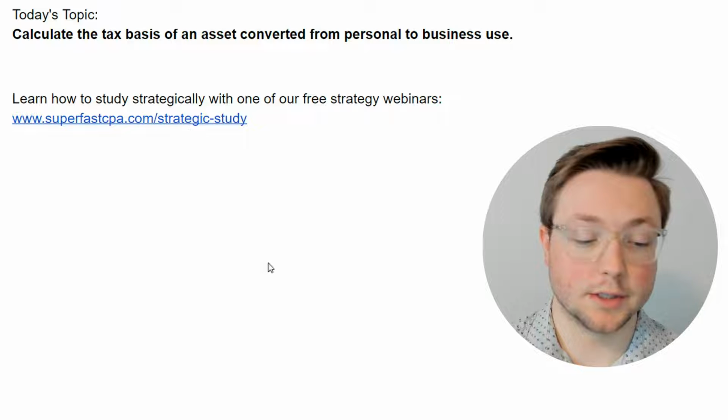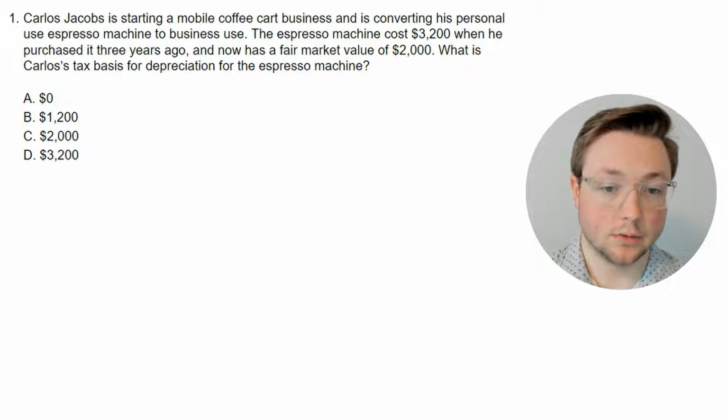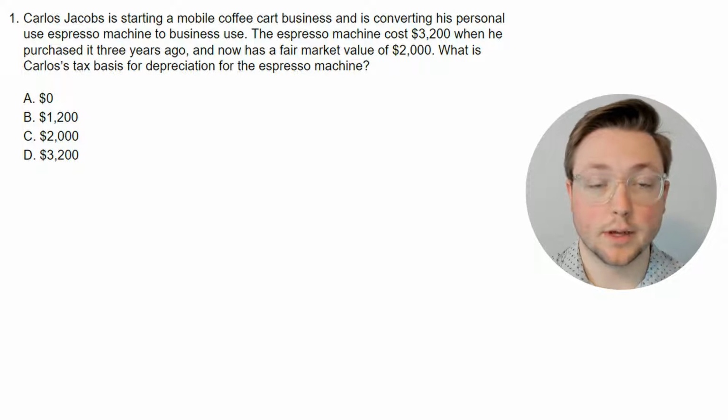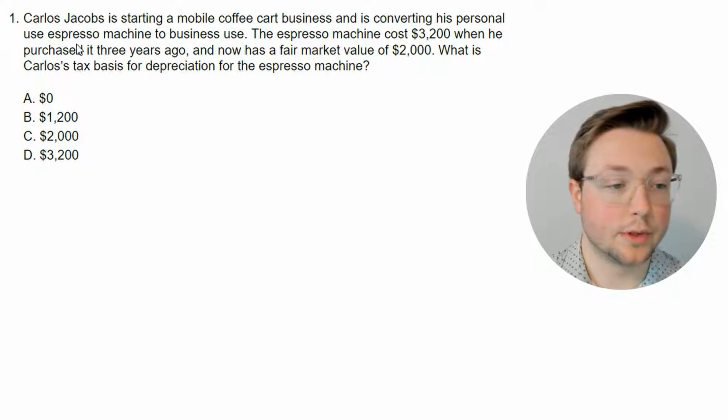All right, let's go into some of the questions. Again, we're using this as our main learning material. So we're going to use this question and the following questions to learn what we're supposed to learn according to the AICPA blueprint on how to calculate the tax basis of property that was originally for personal use to business use. All right, let's go ahead and read through it.